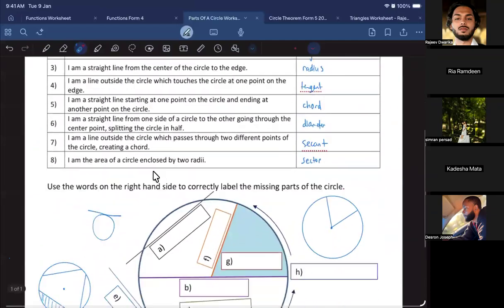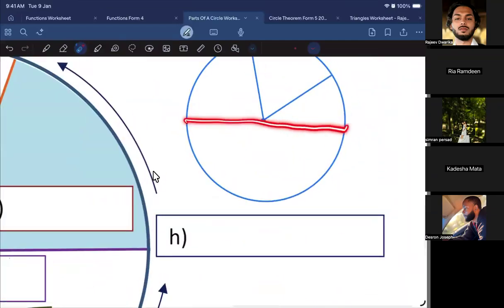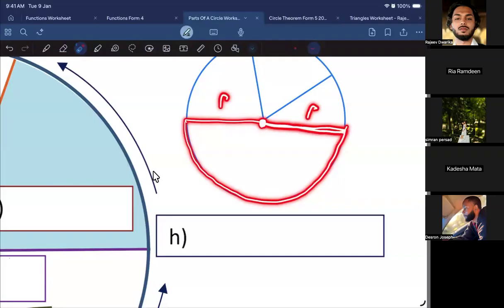Nice. Okay, would this be a sector, guys? No. I want to hear some other opinions. Desron said no. Desron, this is a sector. Why? Because this is a radius, and this is a radius, and this is an arc.